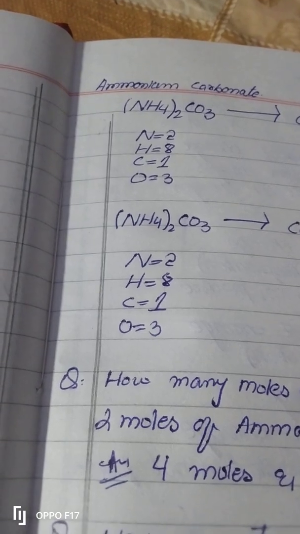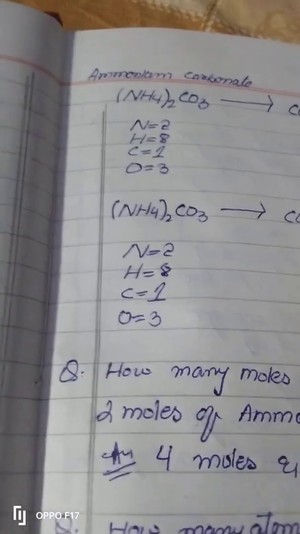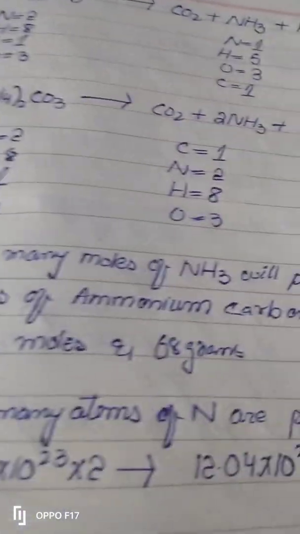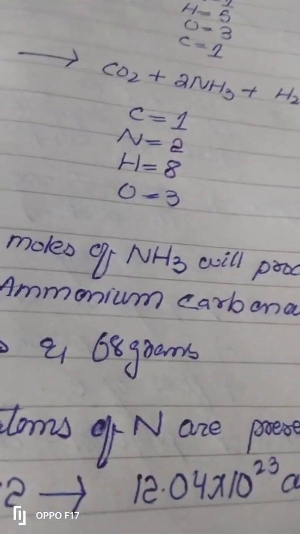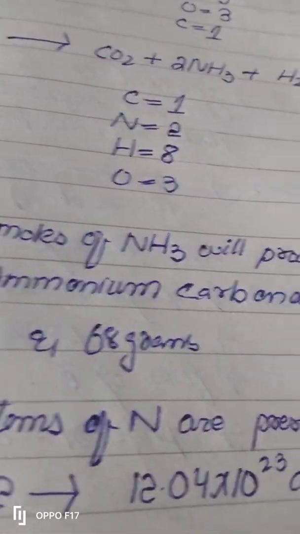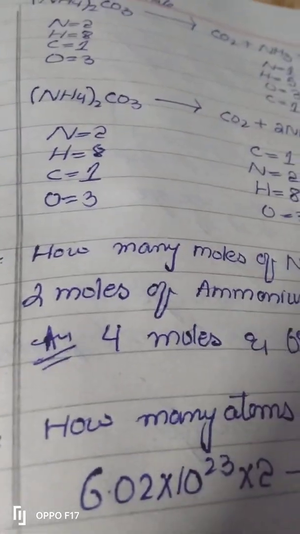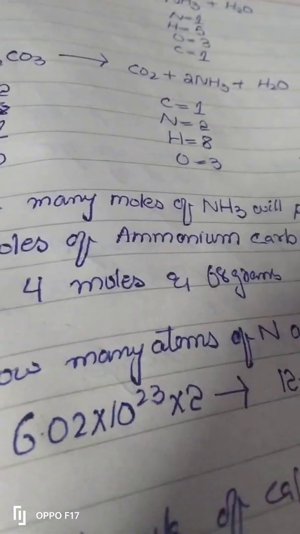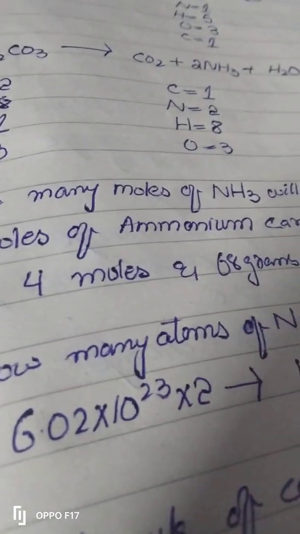So today we will learn about some important basics in chemistry. If, for example, we have a question which is: how many moles of ammonia, NH3, will be produced if 2 moles of ammonium carbonate decompose? Okay, the question is asking how many moles of ammonia will be produced when 2 moles of ammonium carbonate decompose.